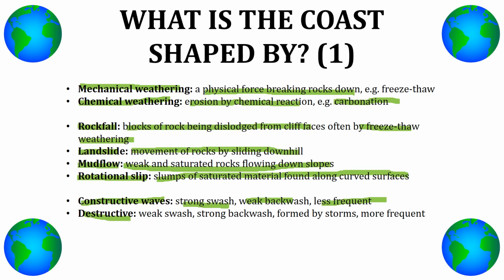Destructive waves, however, contrast with constructive waves because they have a weak swash and a strong backwash. So this weak swash doesn't really do anything. Again, it just kind of percolates into the beach. However, the strong backwash actually erodes the beach. It erodes the sediment on these beach berms and deposits it offshore, which forms an offshore bar. These are formed by storms, and they're a lot more frequent, about 14 to 16 times per minute, which is quite frequent.